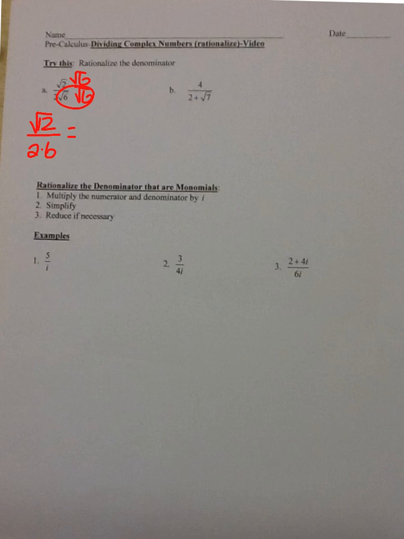So let's simplify the numerator. That's the square root of 4 times the square root of 3, so that's 2 square root of 3, over 2 times 6, which is 12. And then 2 and 12 reduce to 1 and 6. So it's the square root of 3 over 6. All right, let's take a look at B.